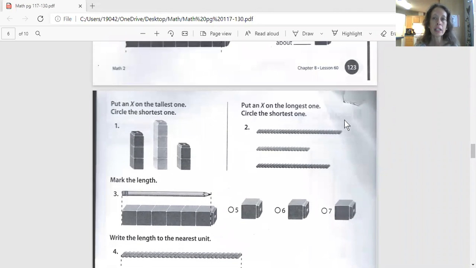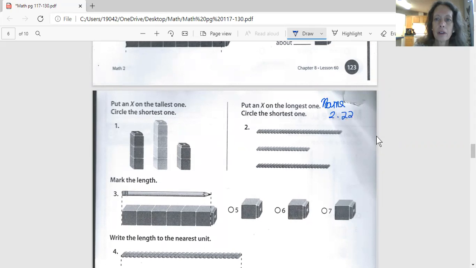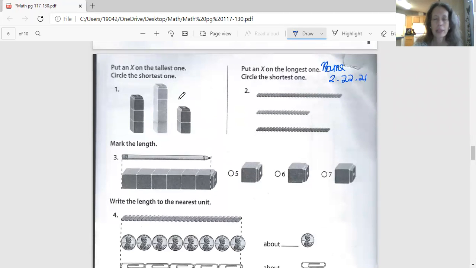And let's start with our name and date right up at the top. And date. Okay. And we'll read the directions together. Ready? Here we go.